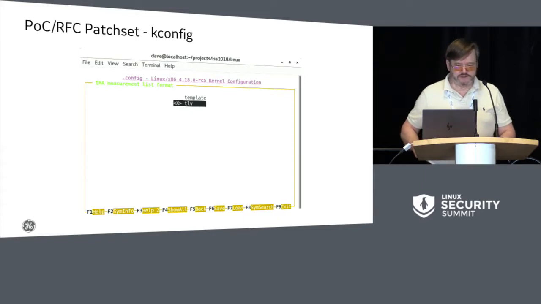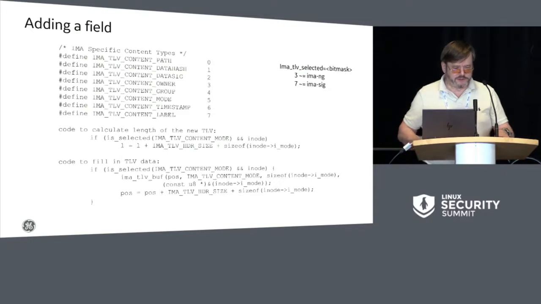The way it currently is, I've done it in the proof of concept, is that it's a kconfig option where you can select the IMA measurement format, either template or TLV, and I've done regression tests against the original template version to make sure you didn't break anything, and then separately been testing the TLV. One of the things on how easy it is to add a field, basically it's only a few lines of code to add a new field.